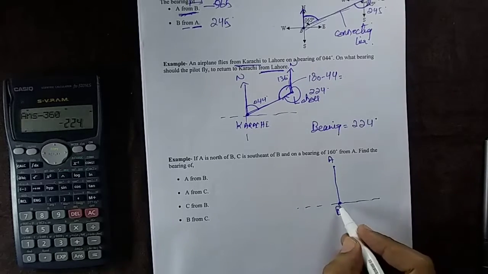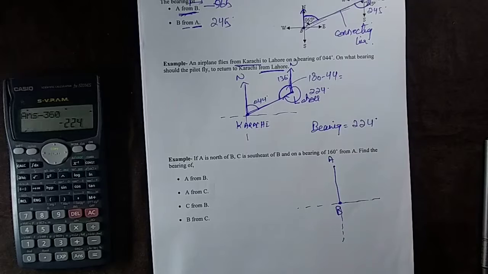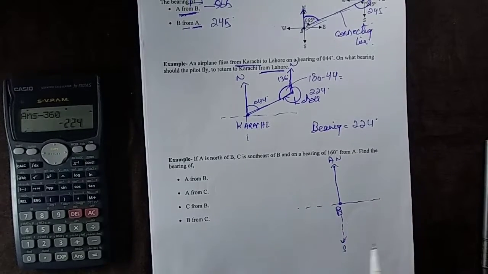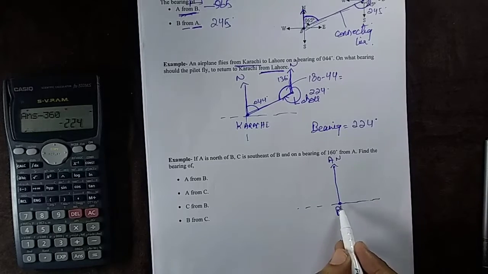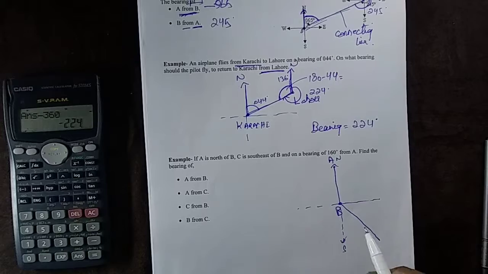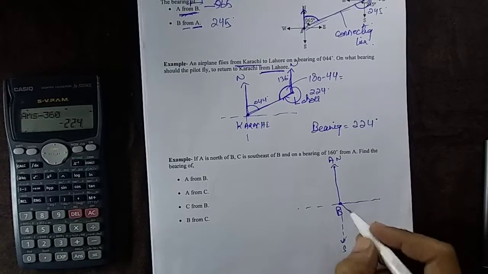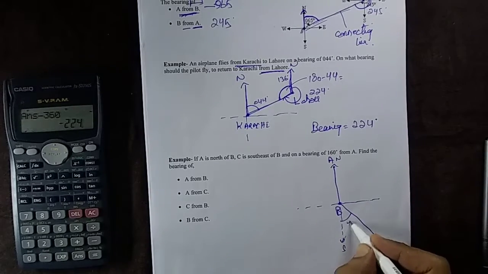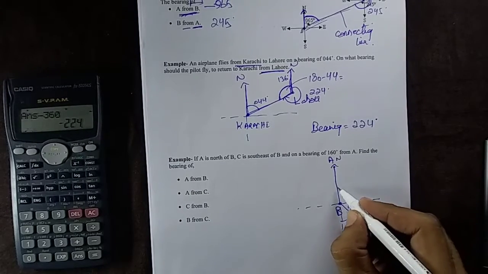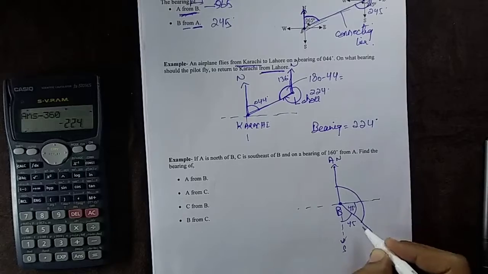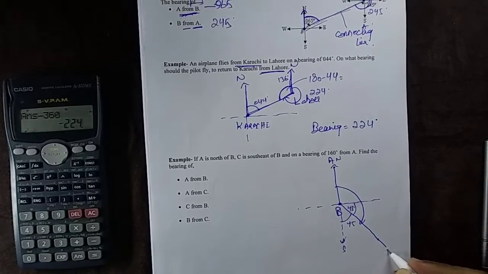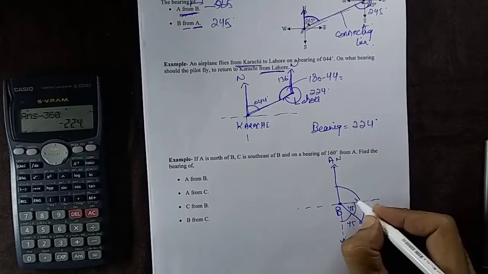So C is southeast of B. Southeast of B means it would be somewhere here. Now southeast of B means it would be bisecting the quadrant. Bisection of the quadrant means this part would be 45 and this part would also be 45. So the complete bearing would be 90 plus 45, which would be 135 degrees.